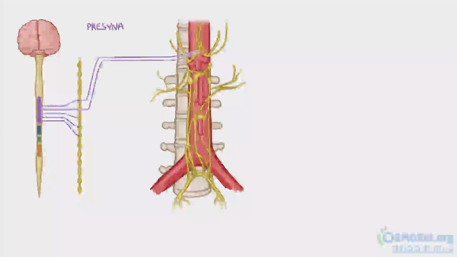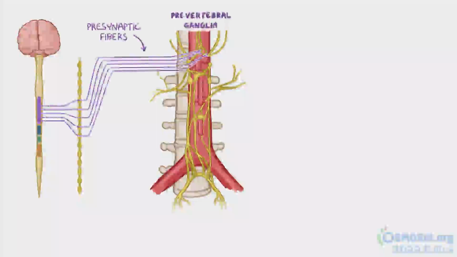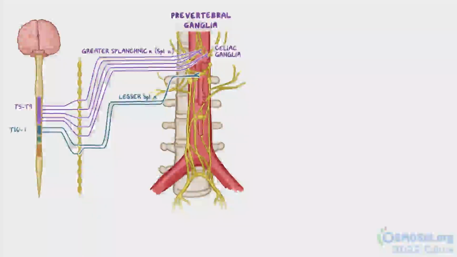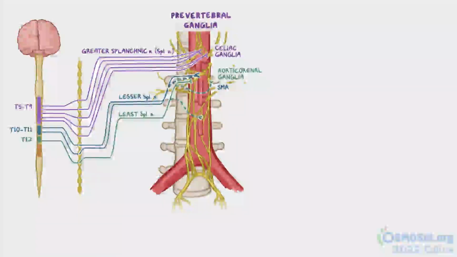These nerves carry their preganglionic fibers to different ganglia located along the aortic plexuses, which are networks of nerve fibers overlying the abdominal aorta. The greater splanchnic nerves, arising from T5 to T9, carry their fibers to the celiac ganglia, which are located near the celiac arterial trunk. The lesser splanchnic nerves, which arise from T10 through T11, and the least splanchnic nerves, which arise from T12, synapse in the aortico-renal ganglia, which are located on either side of the superior mesenteric artery, and the superior mesenteric ganglion located just superior to the superior mesenteric artery.